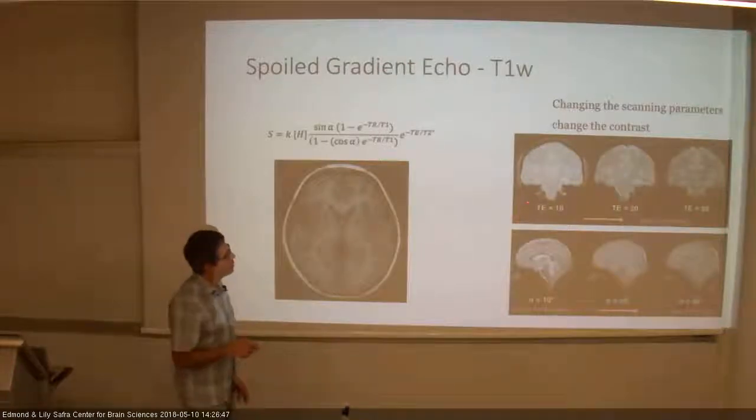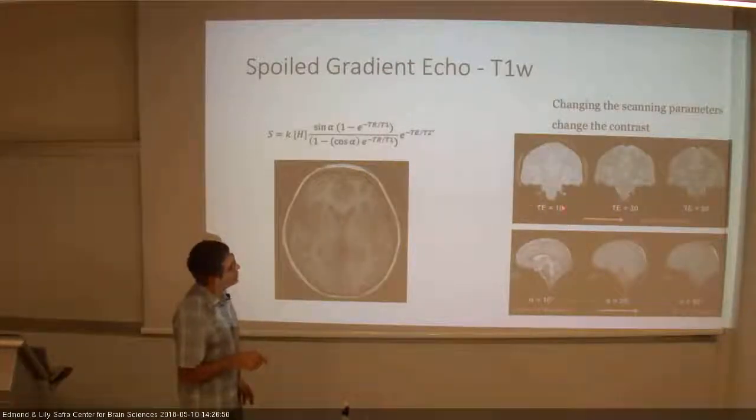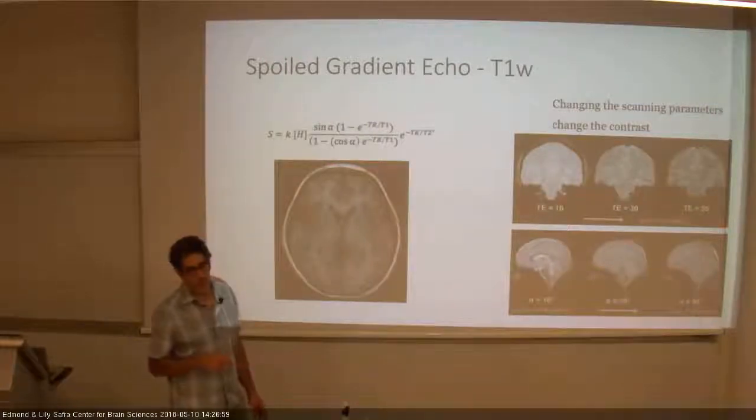And so if I change TE, for instance, you can see that I'm changing this exponent, and so I'm increasing the T2 star weighting of the signal. That's how it looks.